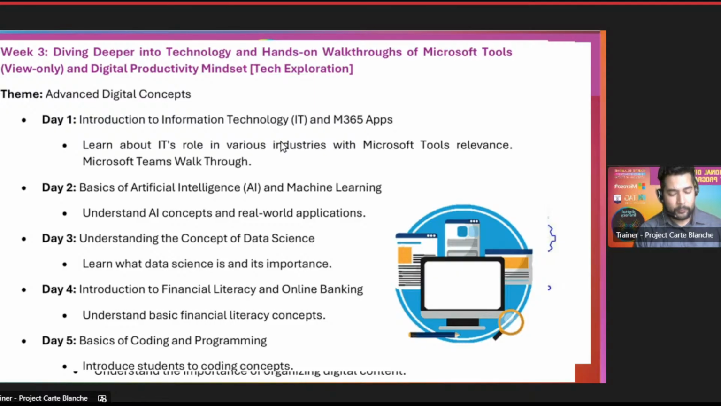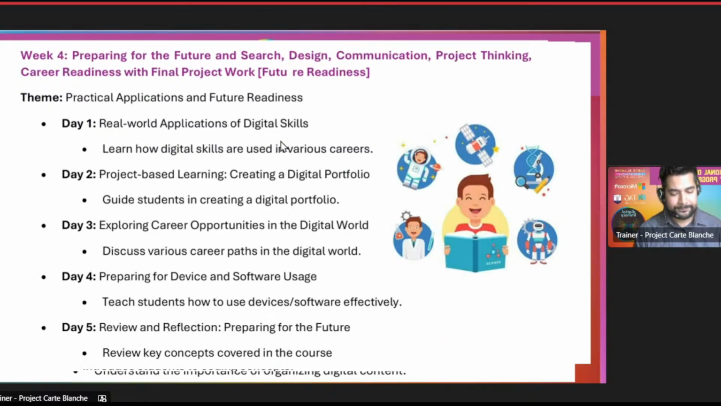And basics of coding you can understand. And week fourth we'll go into project-based learning. We can understand more on career opportunities, case studies, devices, software usage, how we can prepare for the future. So these are the 4 weeks of the foundation course, and this is just a beginning. Once we complete this 4-week course, that is 20 days of sessions, the next activity will be the level 2 course, which will be with your device. 10 days of sessions, that means 2 weeks of sessions.